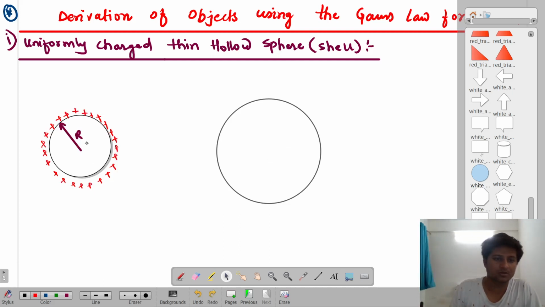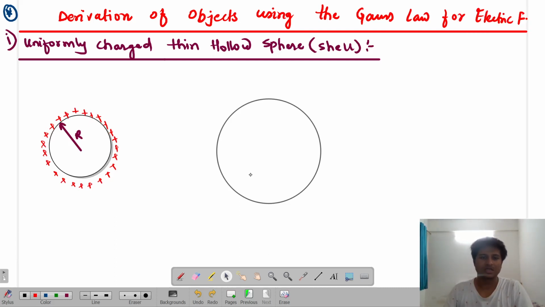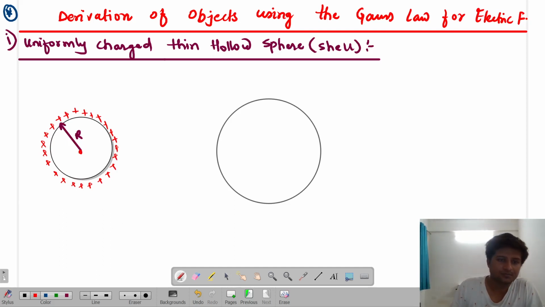Okay, 1 minute. You got the idea that I have a uniform spherical shell of radius R, and it is charged with plus charge Q. Right or not? Is that clear? ठीक, अब ध्यान से देखो. So it has some charge Q.